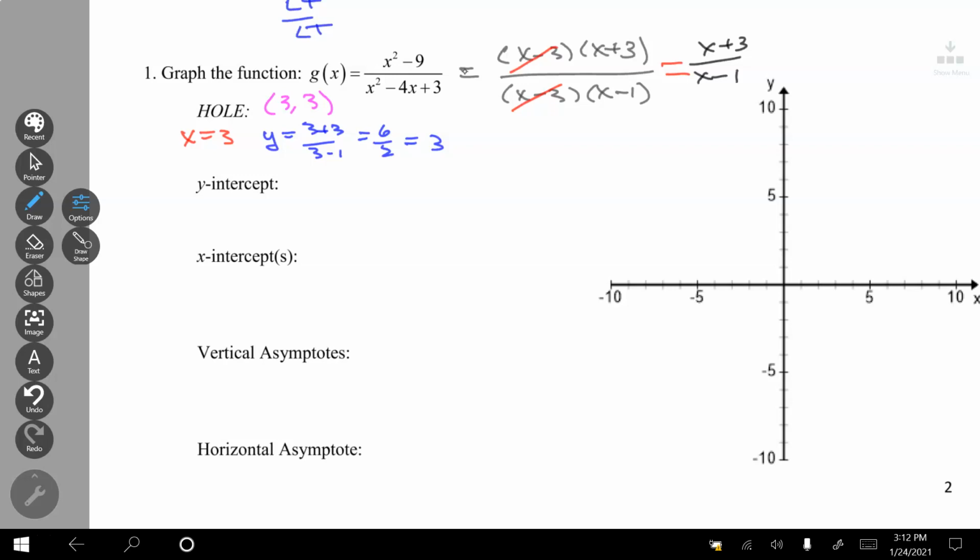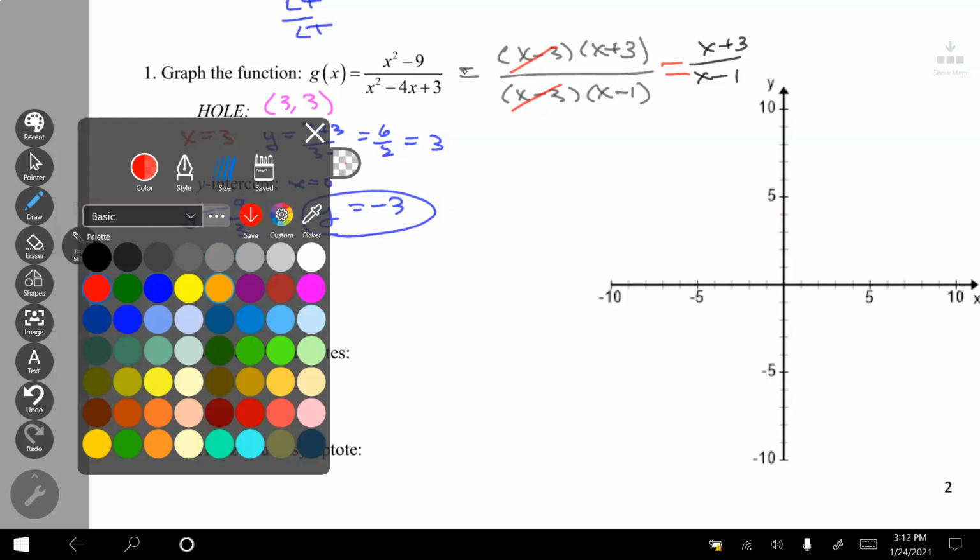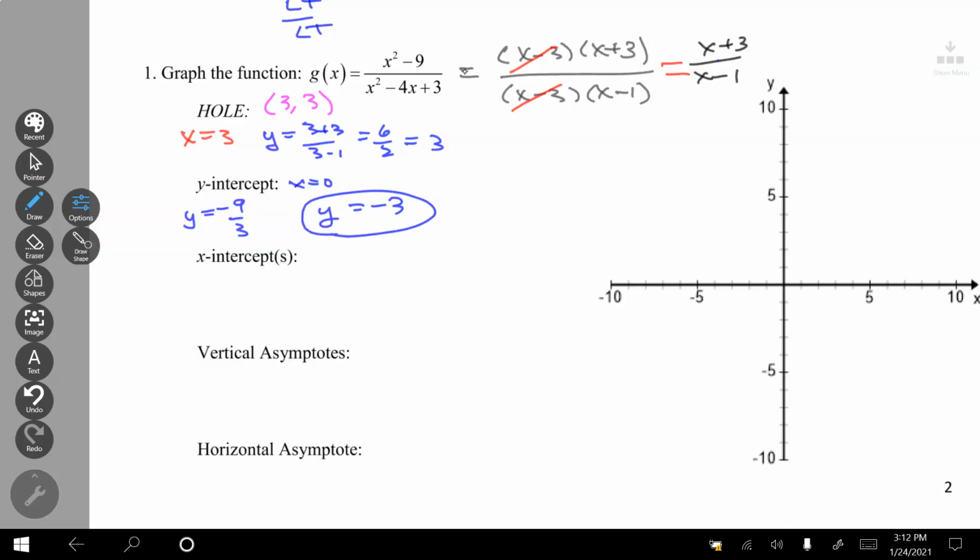Now when I want to do my y-intercept, I could plug it in the beginning of the problem. I could plug 0 in the beginning of the problem, or the stuff that's cleaned up. Either way, I'll just plug in the beginning. I get negative 9 over 3, so I got my y-intercept of negative 3. My x-intercept comes from the numerator. I'll keep it blue. From what's cleaned up, not at the beginning of the problem, and that's just going to be x equals negative 3.